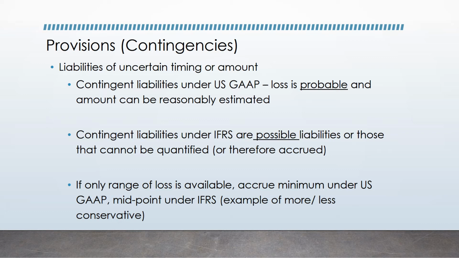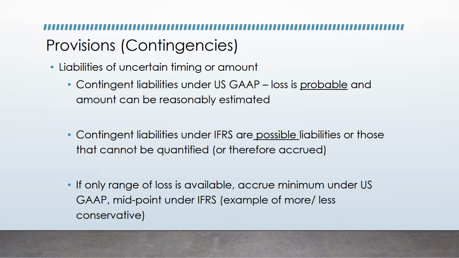The loss is probable, we can reasonably estimate the amount. That is what IFRS would call a provision, and then they would call a contingent liability something that you're not going to accrue because it's either only possible or it can't be quantified. So one of the other ways that the rules on contingent liabilities differ between IFRS and US GAAP is that, in some cases, that reasonable estimate is just going to be a range of activity. And if you have a range of activity and no amount within the range is more probable than any other amount within the range, under US GAAP, we're going to accrue the minimum. Under IFRS, you would accrue the midpoint of the range.